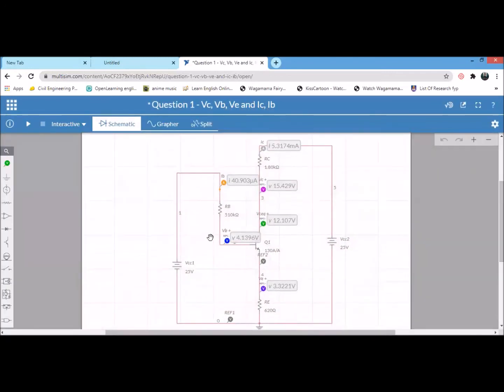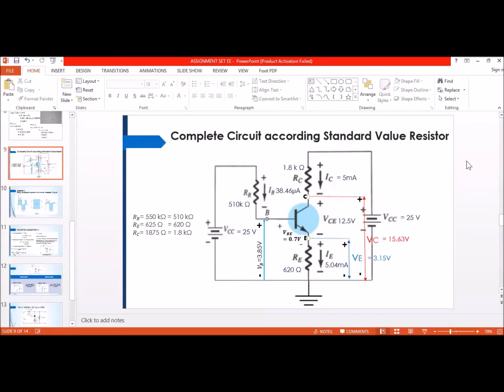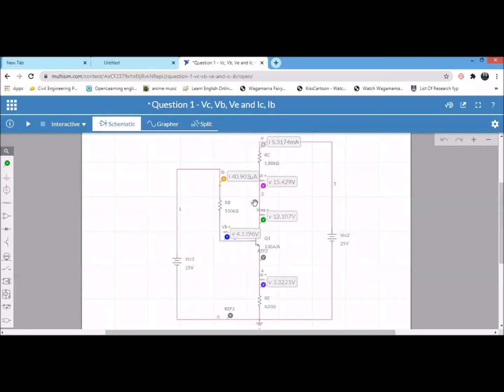So this is the value, which is for the previous value. It's not far away. This is from our previous assignment that we calculated manually. IB is 38.46 microampere, RC is 1.8 kilo ohm, VCE. Okay, this VCE of 12.5 volt is the same as VCEQ. So you can see VCEQ over here. This VCEQ is the same as the VC.